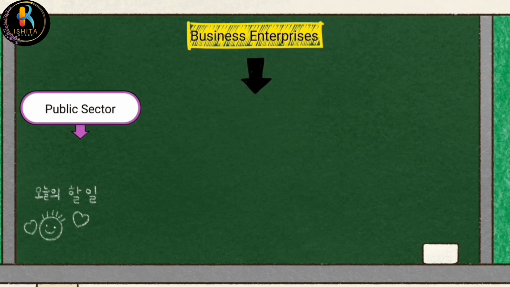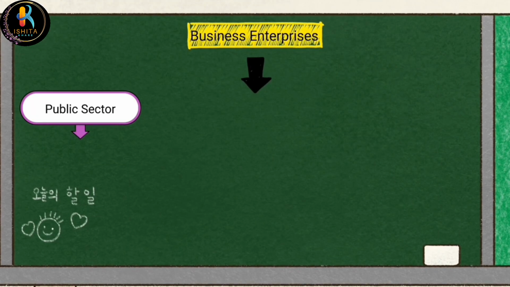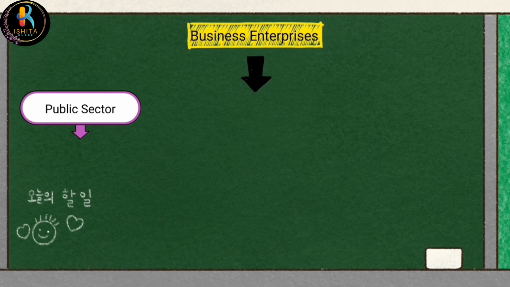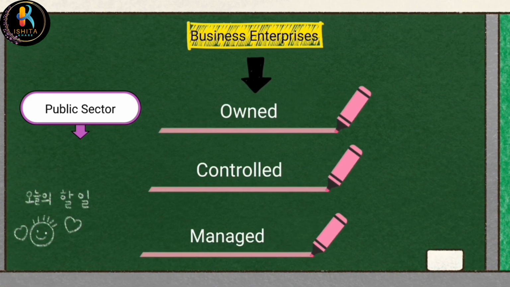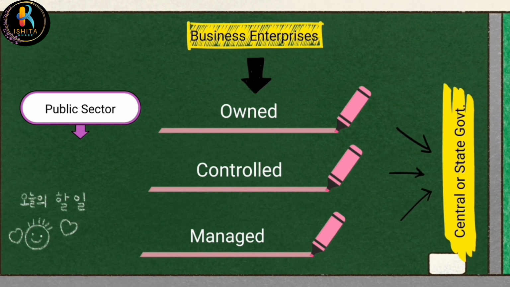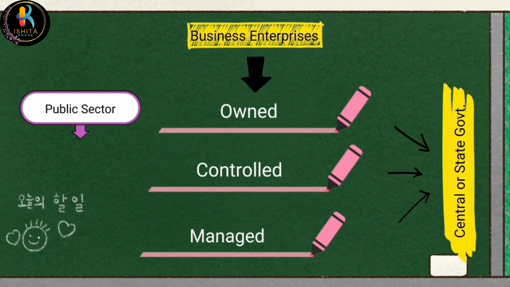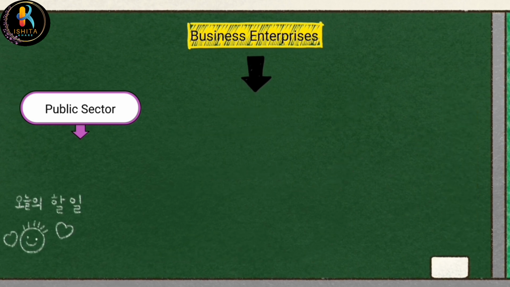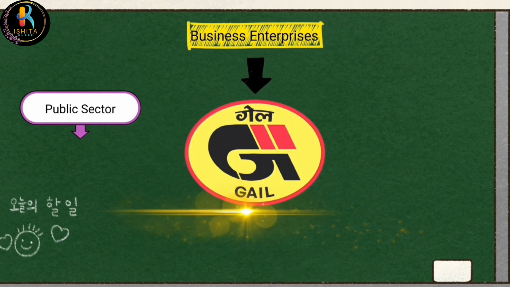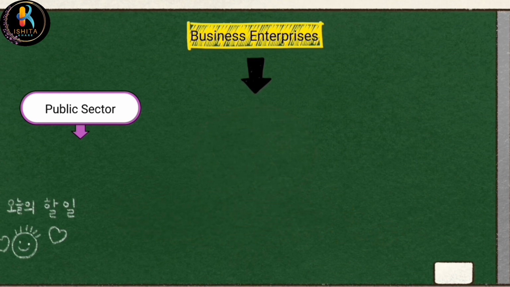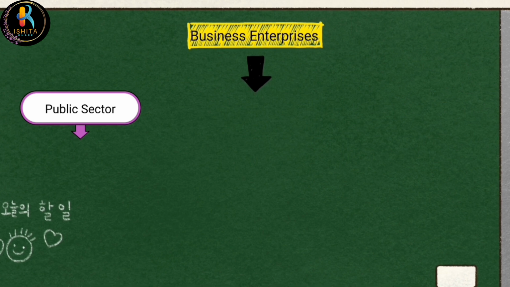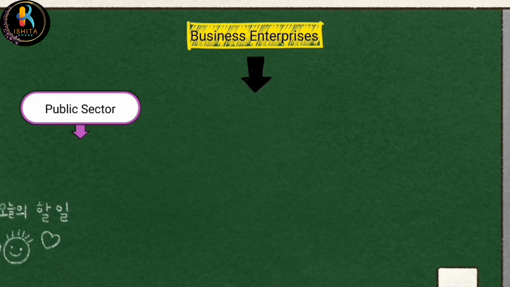So, let's know about what are public sector enterprises. As the name suggests, all those business enterprises which are owned, controlled, and managed by government, whether it is a central government or a state government. Let's discuss some of the examples of public sector enterprises. The first is BHEL, SAIL, GAIL, and so many. These types of enterprises are owned by government. I hope from today you can easily differentiate these two.